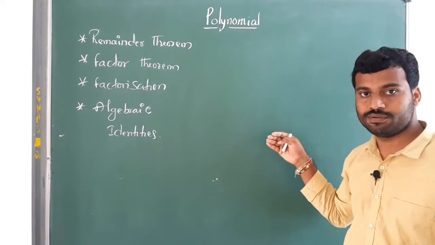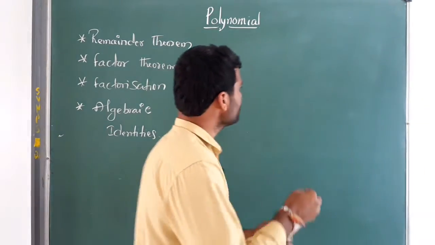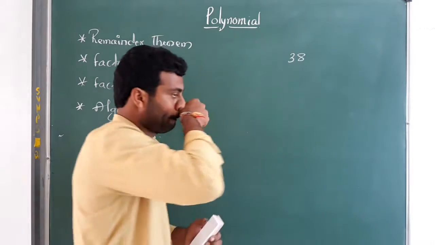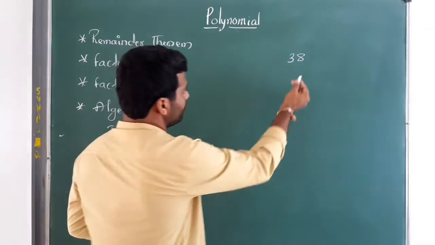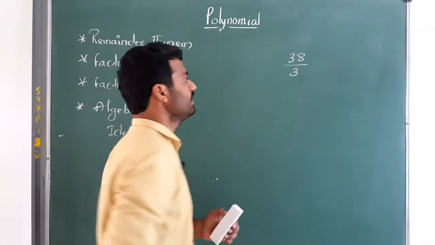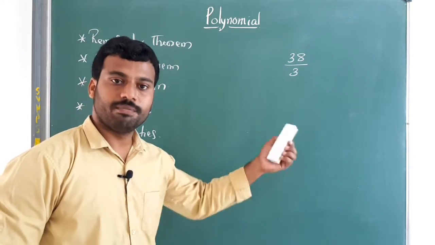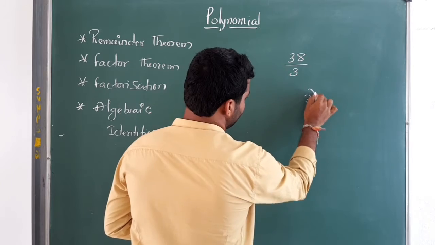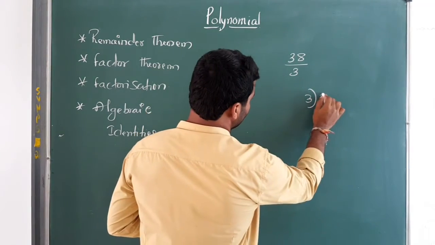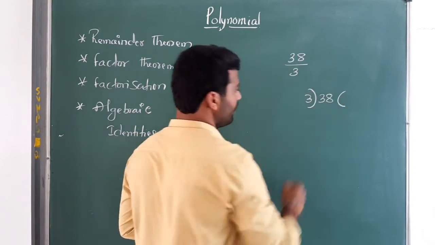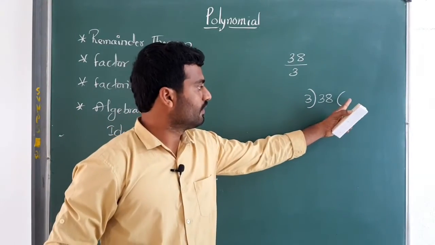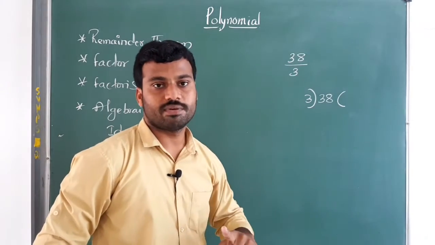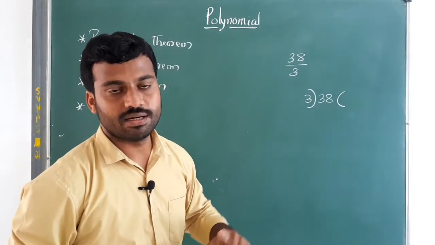How we are going to find out the remainder, I will tell you. Suppose 38, if you are dividing with 3, what will be the remainder and what will be the quotient, we will see. So 3 will be the divisor, we write it here, and 38 will be the dividend, we write it here. The suitable number we write here, we multiply with the divisor, then this will be the quotient, and the last one will be the answer, that will be the remainder.